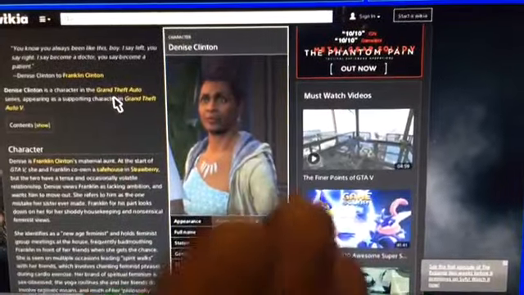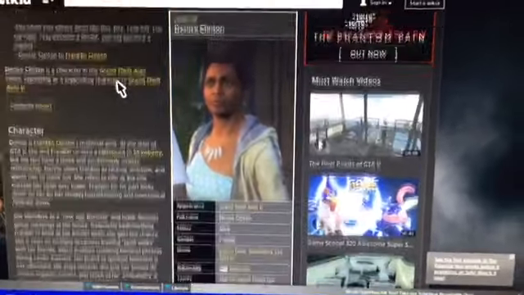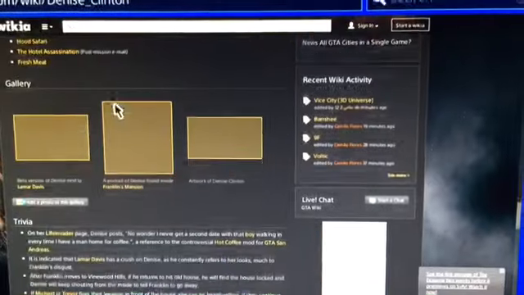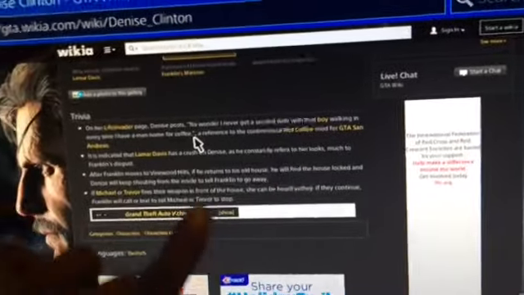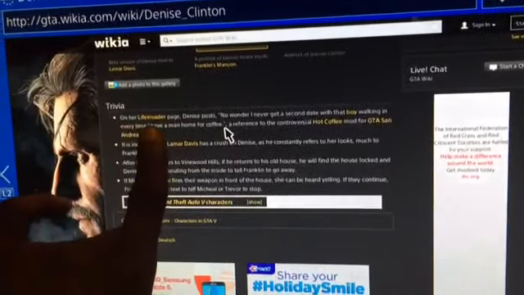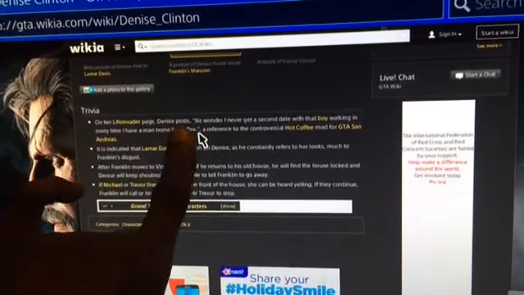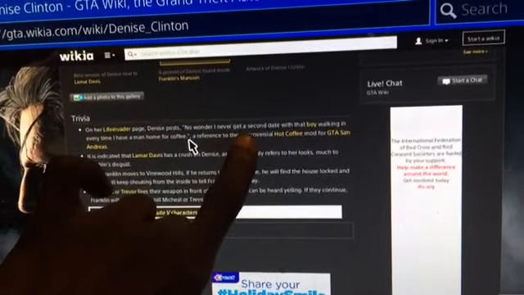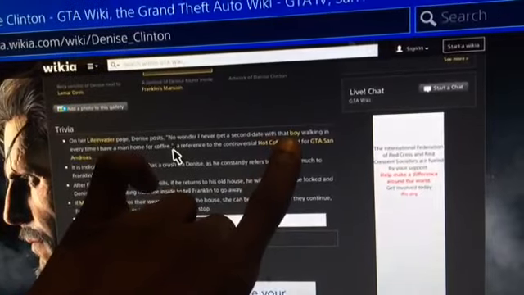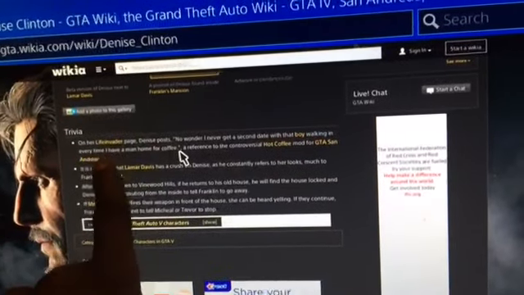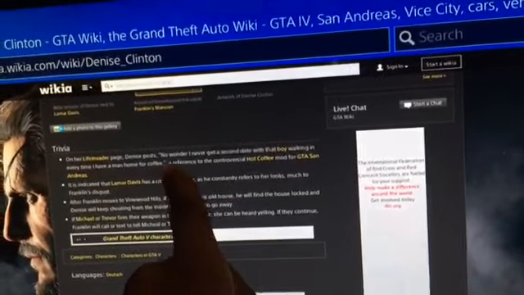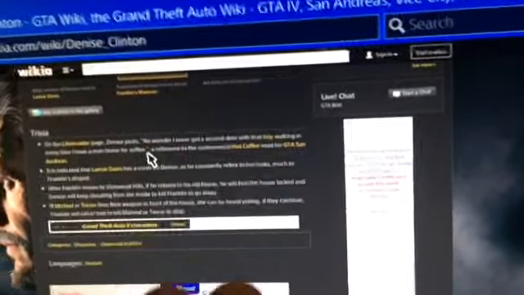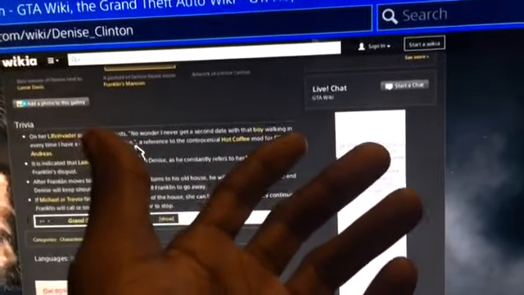correlation to a completely different woman, and they only have one bit of evidence in this entire game that shows that this could be the same woman. On her Life Invader page, Denise posts, "No wonder I never get a second date with that boy. Walking in every time I have a man over for coffee." So I want you guys to realize this is a reference to hot coffee.